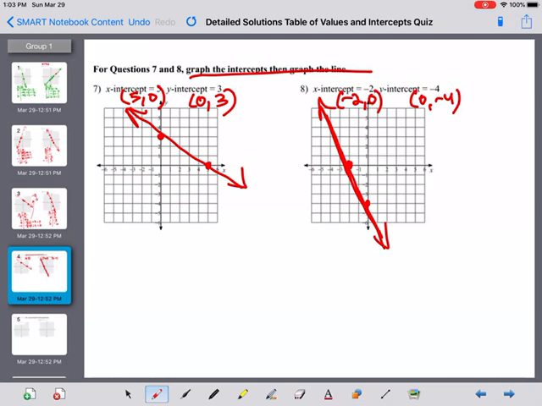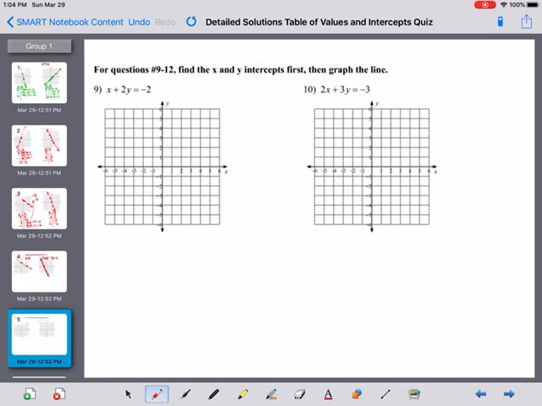Okay. Yes, it is possible for a line to have only one intercept. Can you picture what kind of line that would be? Yes, it could be a horizontal or a vertical line. And we will look at those sometime next week.